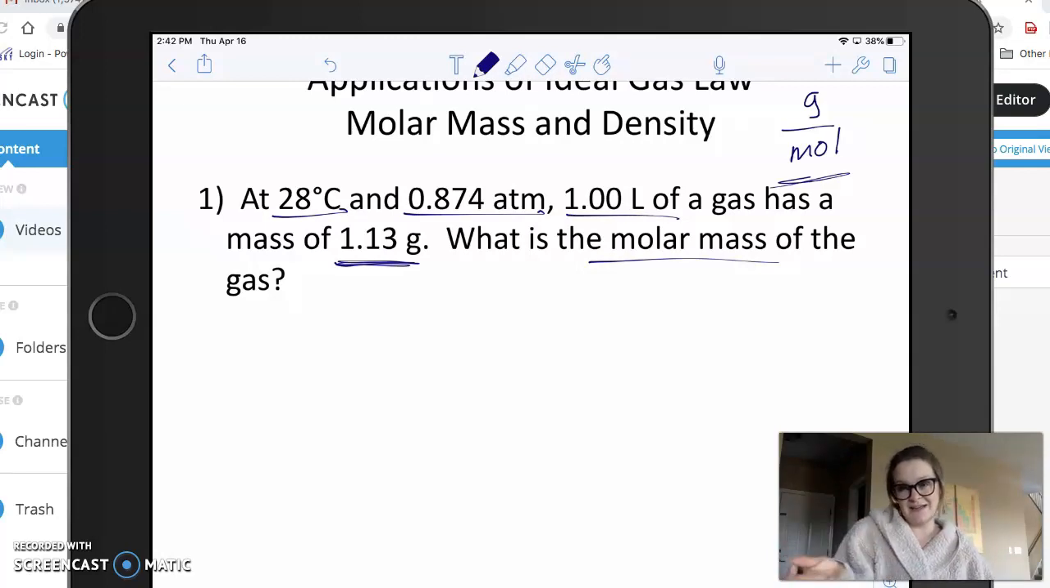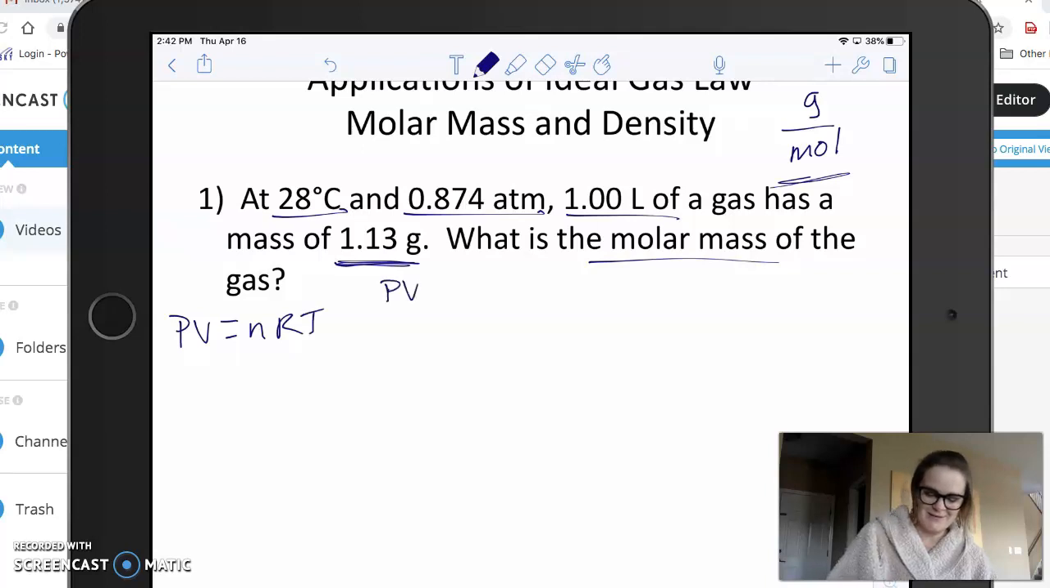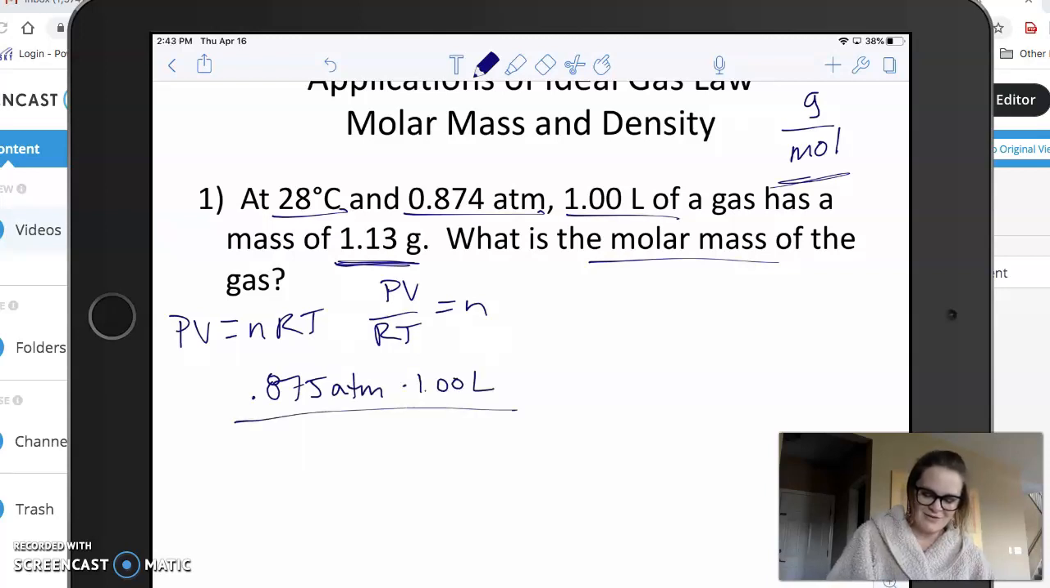Since I don't know what gas it is, I can't just look at the periodic table for it. So for this, we are going to rearrange PV equals nRT to get moles by itself. So we've got PV over RT equals n. And so I'm just plugging stuff in. So 0.874 ATM, it's the pressure, times the 1 liter all over.